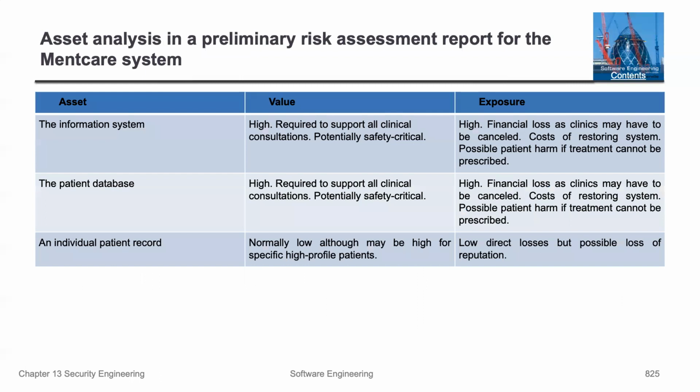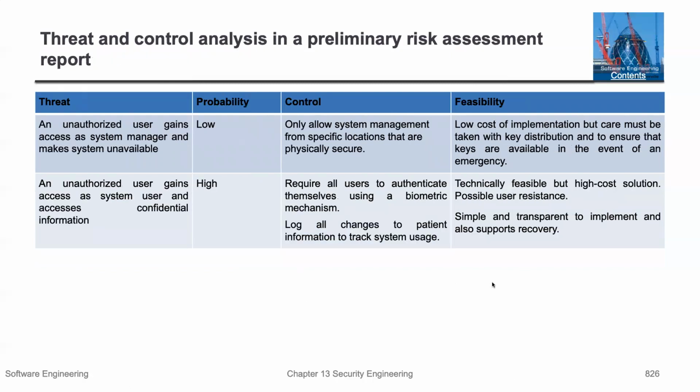So what about the Metcare system? We could be doing an asset analysis in a preliminary risk assessment report for this. And so you're looking at the information system, the patient database, and the individual patient record. And so you determine the value and the exposure for each of these three main components.